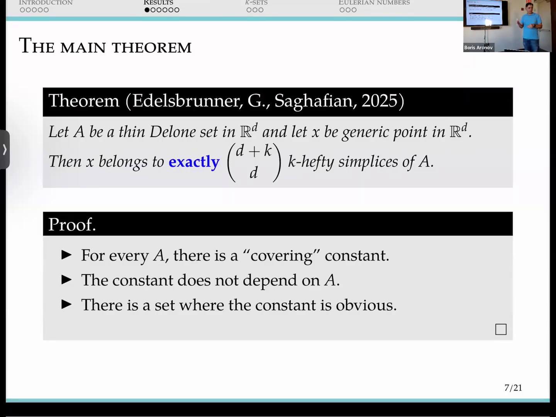But roughly speaking, if we try to poke a hole in the space in a generic way, so that we do not poke the boundaries of simplices, then we will always poke d plus k choose d simplices. That's the meaning of the theorem. And the proof is the following. First of all, if we fix a set, I'll prove that we have a constant covering number, so that the space is covered in a fixed number of layers, or fixed thickness, let me call it like that. The second step of the proof is to show that this actual constant doesn't depend on the set. So for every two sets, the constants are the same. And the third part is that I can just present a Delaunay set where the constant is somewhat obvious from combinatorial reasons.